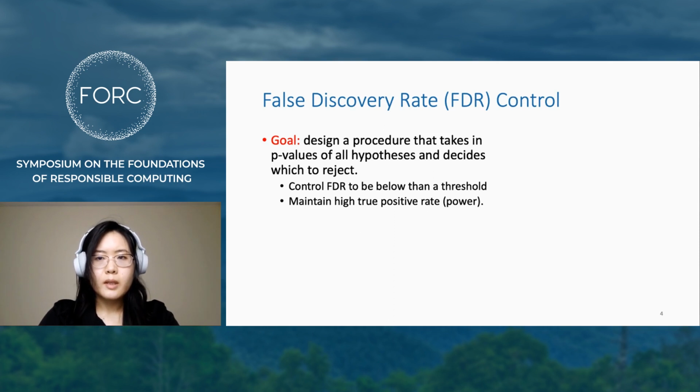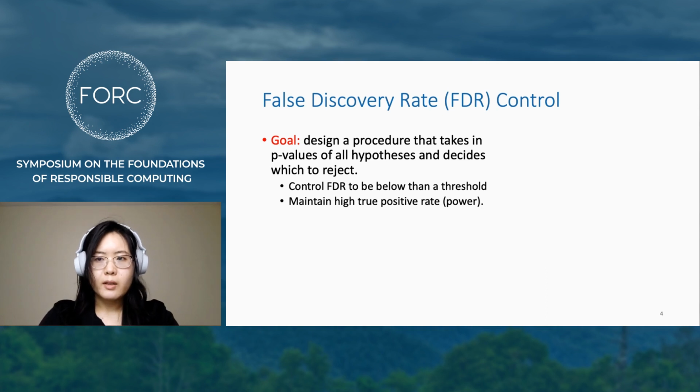So the question is to design a procedure that takes in p-values of all hypotheses and decides which to reject. This procedure should control the FDR to be below a threshold while maintaining a high true positive rate. We also call it statistical power.